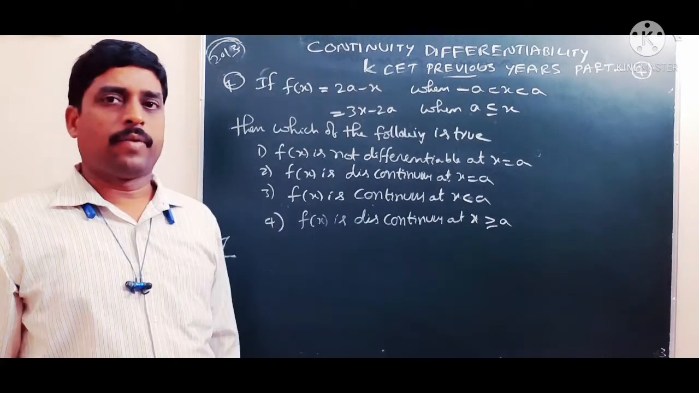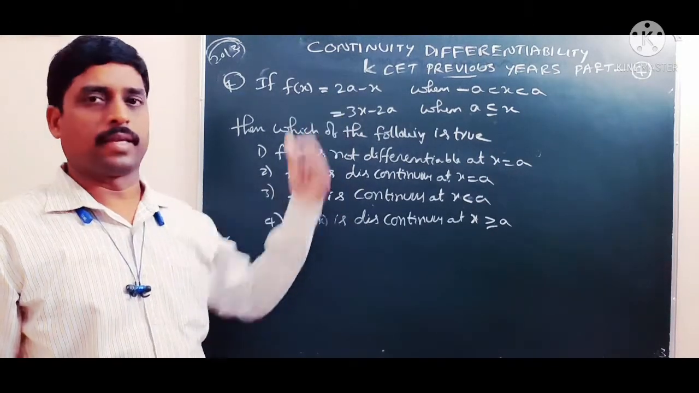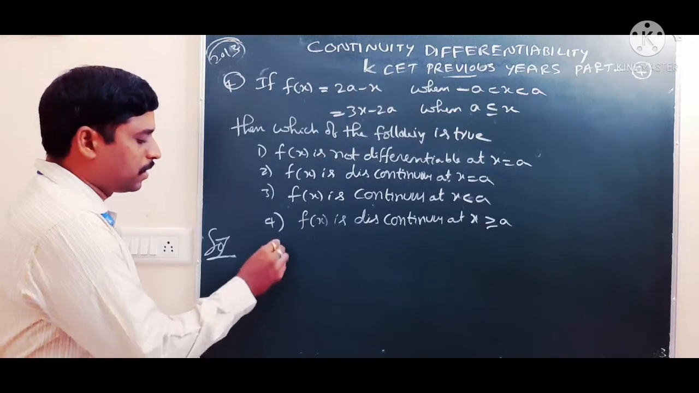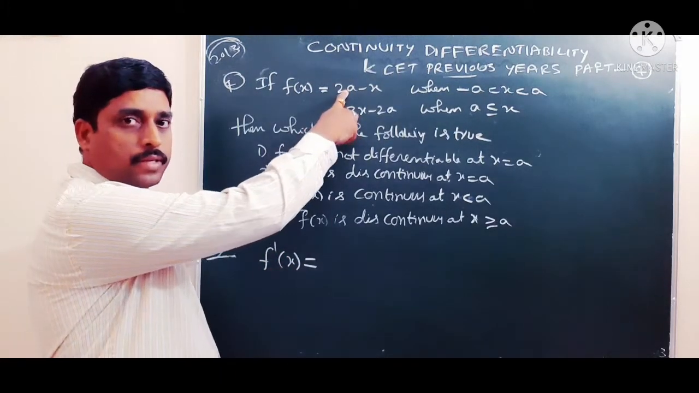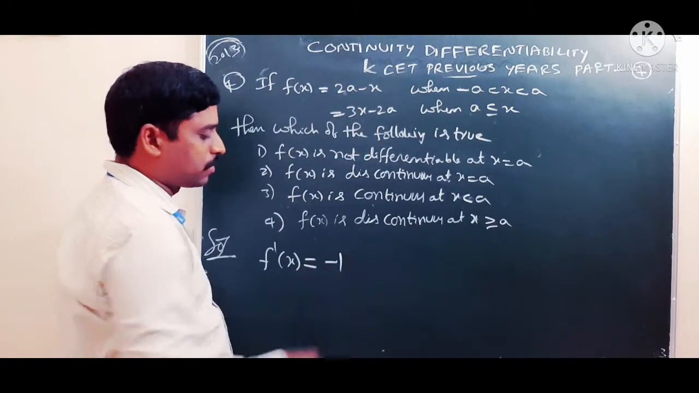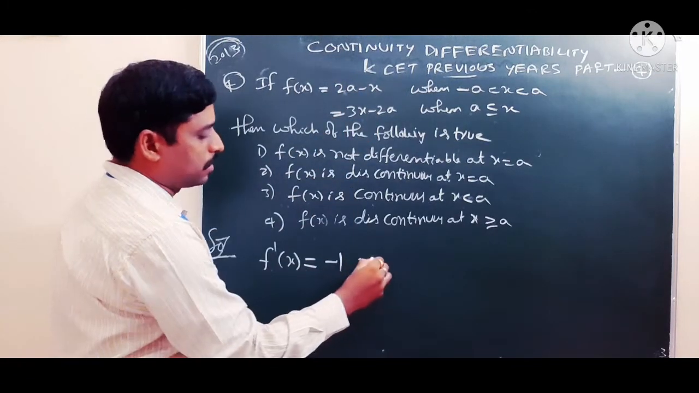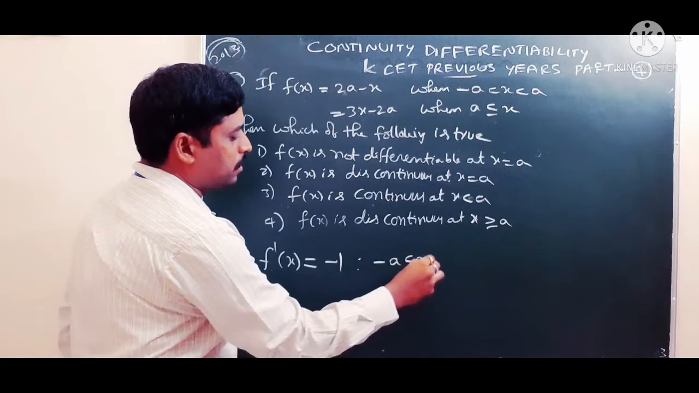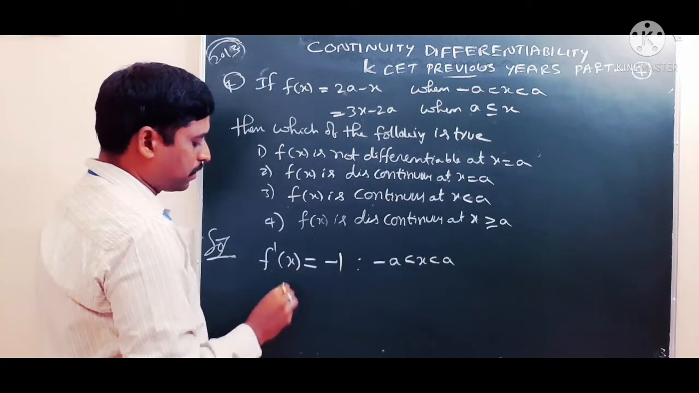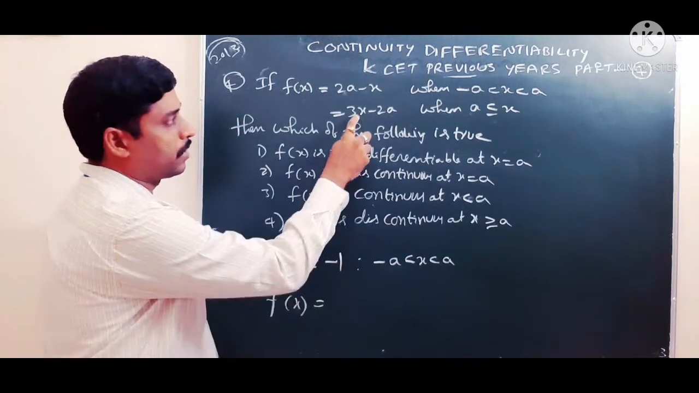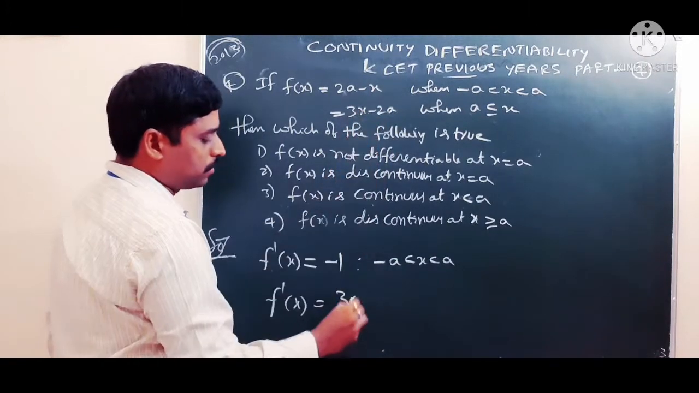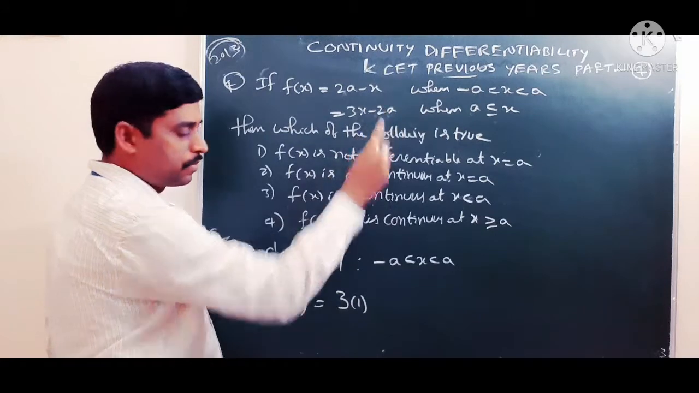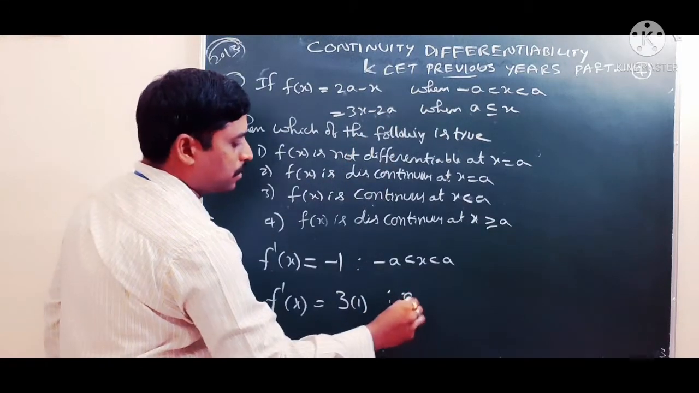First we have to find f dash x. So f dash x is equal to, derivative of 2a is 0, derivative of minus x is minus 1, for the condition minus a less than x less than a. Second condition: derivative of 3x minus 2a, derivative of 3x is 3 into 1, and for the constant 2a the derivative is 0, for the condition a less than or equal to x.